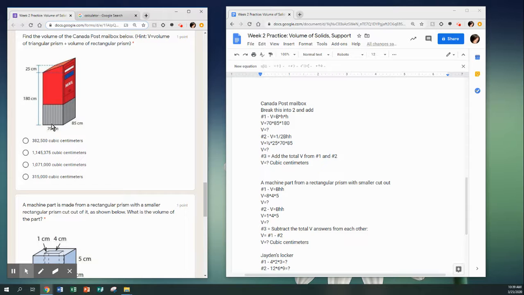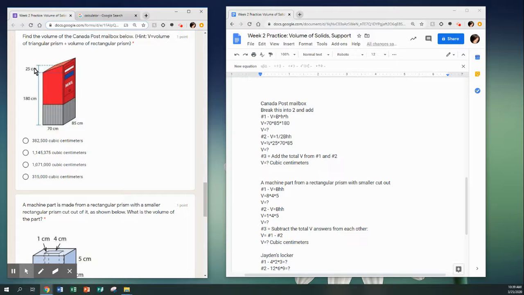Here's the Canada Post mailbox. This one's tricky. It's multiple steps. So you first have to find the volume for this rectangle right here, which, as you see in my notes, I tell you, you're going to do volume equals base times height times height. Well, the volume is 70 times 85 times 180. And that number you're going to hold on to because you also need to find the volume for the second shape. See, she parted it into 2 different shapes.